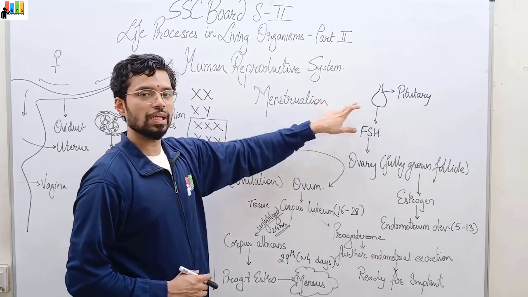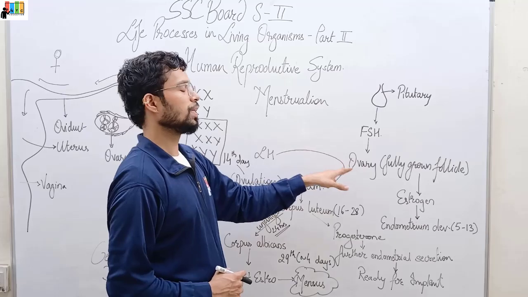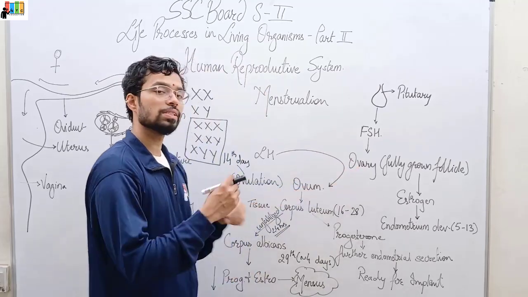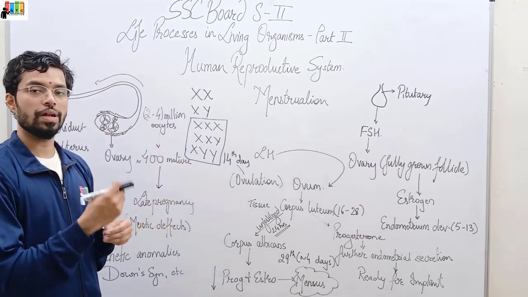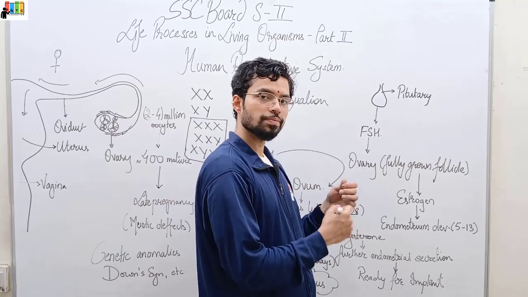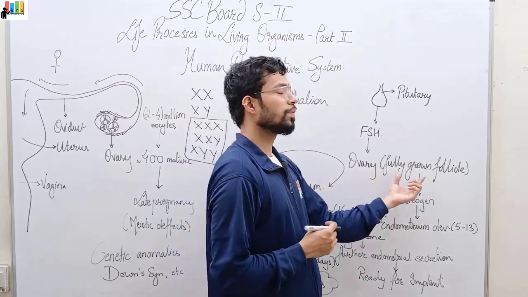The pituitary releases the FSH. So obviously it is in the circulatory system. The target organ is the ovaries. So when it reaches the ovaries, it will signal them to release one ovum or egg cell. Now one of the pair of ovaries releases an egg cell, which is a fully grown follicle.